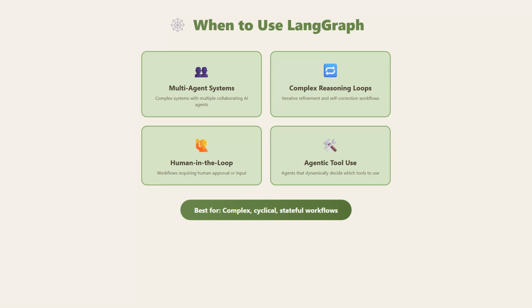You import state graph and define your state schema using typed dict. Then you create the graph, explicitly add nodes with their associated functions, and wire up the edges between nodes. Finally, you compile the graph into an executable application. The LangChain approach is simpler and faster to write. The LangGraph approach requires more setup but gives you much more control.